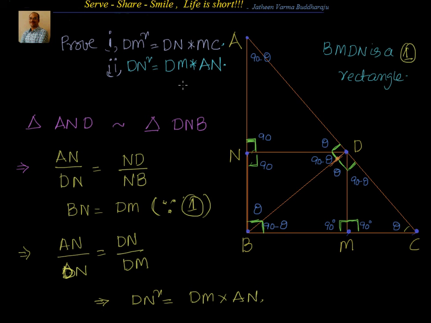Similarly, DN square equal to DM into AN. AN is a side which is not there anywhere else. So I mandatorily have to take triangle AND. The other triangle should have DM and also DN. So that comes from either one of the triangles BND or triangle BMD.